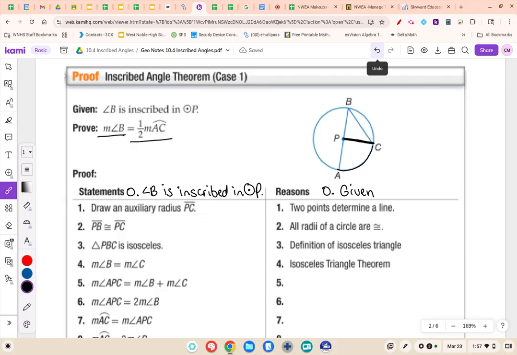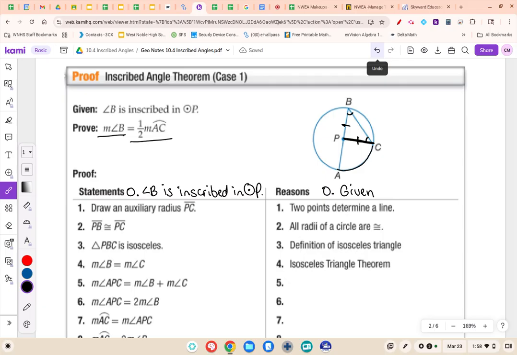Two points determine a line. It's not always helpful, but in this case it is. We know that segments BP and PC are congruent because every radius in a circle has to be congruent. Triangle PBC is isosceles because those sides are congruent. So the measure of angle B and the measure of angle C are equal. Probably should have said that a little bit differently, but those are the ones we're talking about. This is by the isosceles triangle theorem.